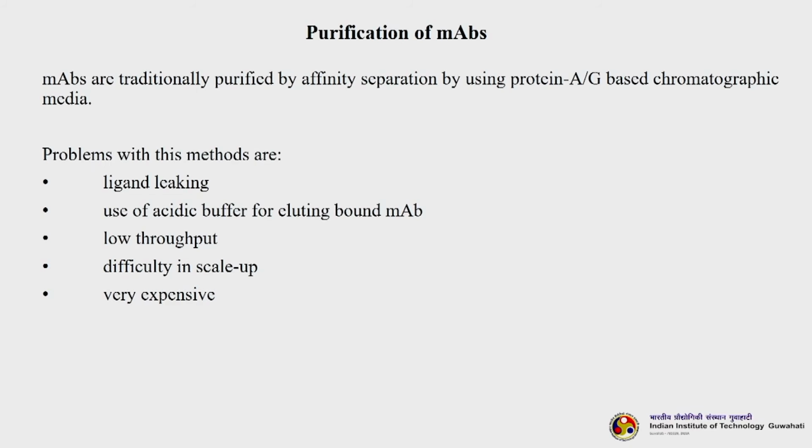Now, let us understand how we will purify the monoclonal antibodies. They are traditionally purified by affinity separation using a protein A/G based chromatographic media. The problem with this media is ligand leaking. It is column chromatography, and the ligand starts leaking, which is a big problem as it will come into the product. Then when you use acidic buffer to elute the bound MAB, that is another problem, because the acid may also contaminate the final monoclonal antibody.